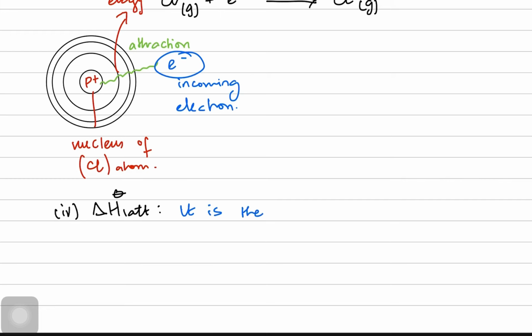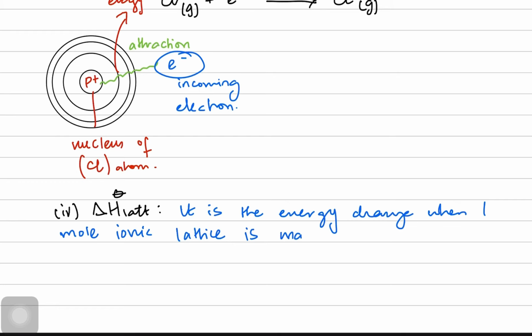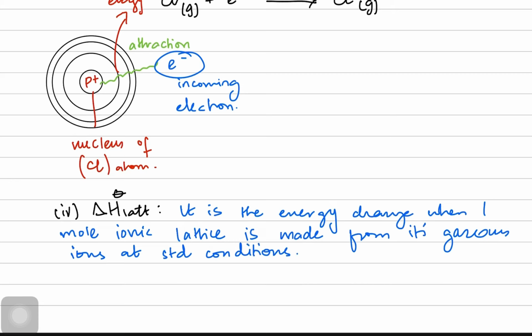It is the energy change when 1 mole, no more no less, when 1 mole of ionic lattice is made from its gaseous ions at standard conditions. When 1 mole of ionic lattice is made from its gaseous ions at standard conditions.